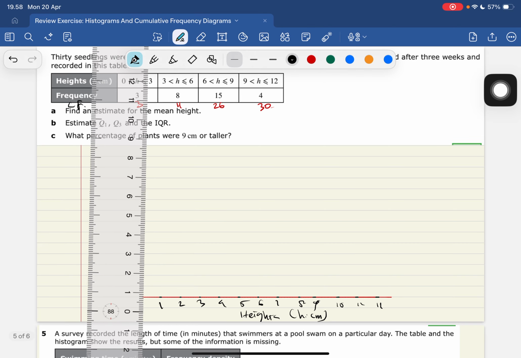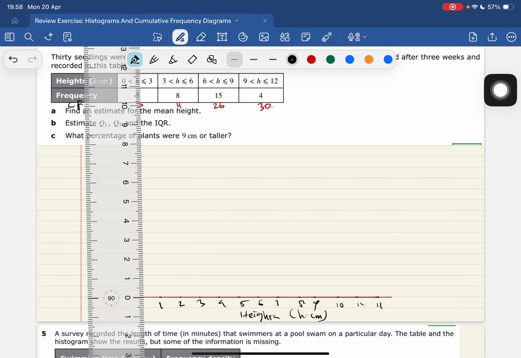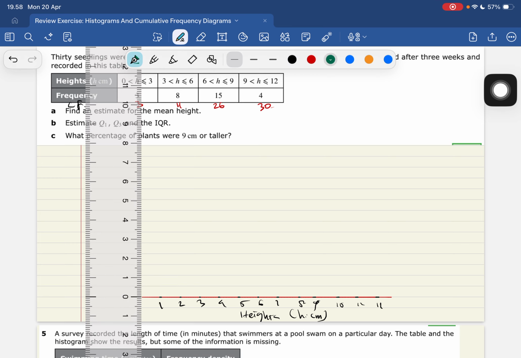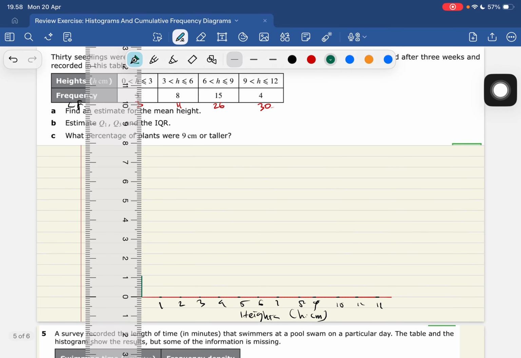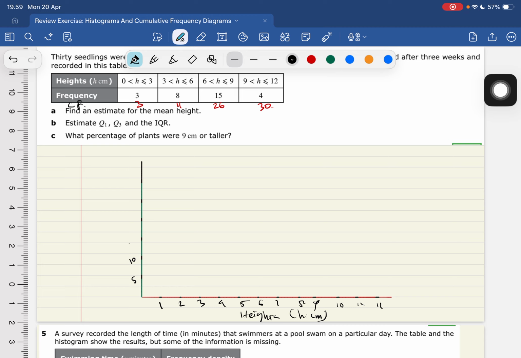Next, let us find the cumulative frequency. Okay, so we got it. The cumulative is from 0 to 30. Let's count it in 5. So we got 5, 10, 15, 20, 25, and 30. Okay, let's mark. Here is 30. We can mark it from here, starting from 5, 10, 15, 20, 25, then 30.